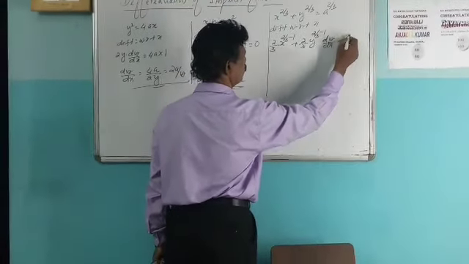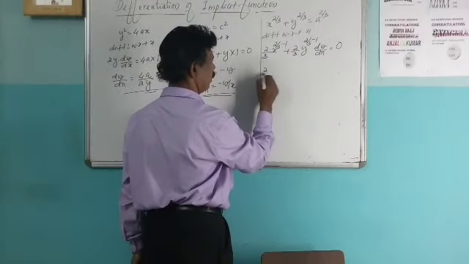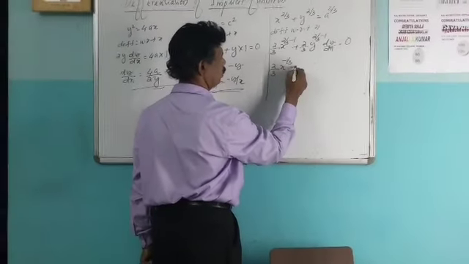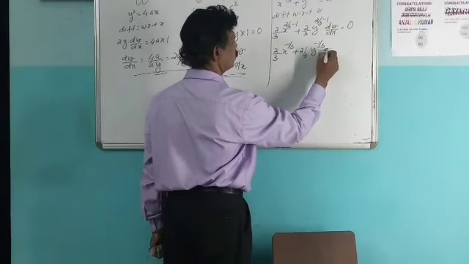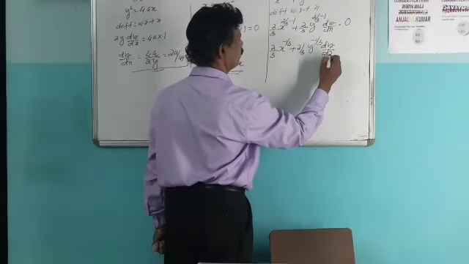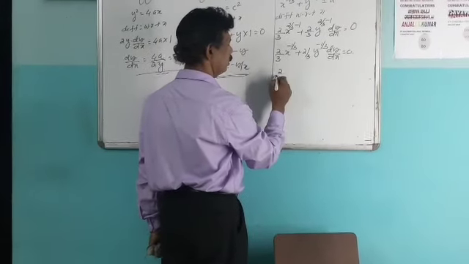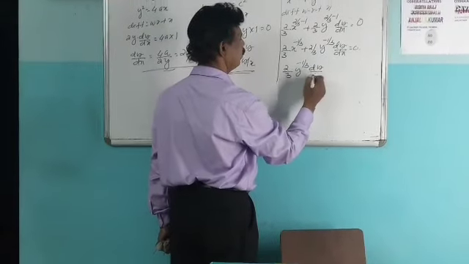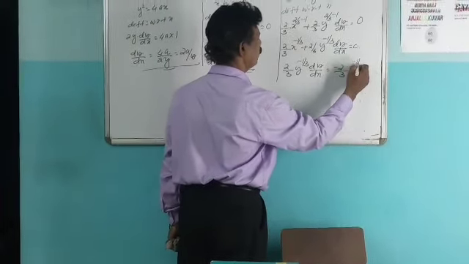The derivative of a constant is 0. That is 2/3 x raised to 2/3 minus 1, minus 1/3, plus 2/3 y raised to 2/3 minus 1, minus 1/3 into dy/dx, is equal to 0. Then take this term to the right side. That is 2/3 y raised to minus 1/3 into dy/dx is equal to minus 2/3 x raised to minus 1/3.